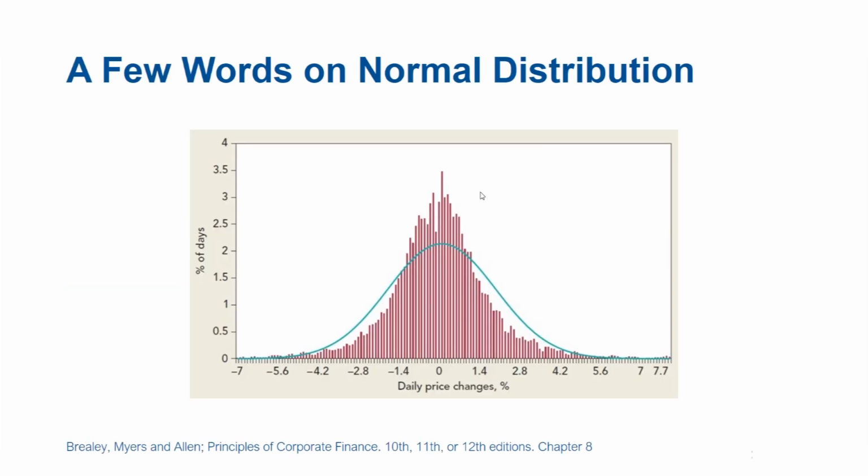Recall the discussion on normal distribution. A simple normal distribution on returns has daily price changes or returns on the horizontal x-axis, and on the y-axis we may have the frequency of days or percentage of days. A fitted normal distribution would look something like this green bell-shaped curve. While the bars are actual returns, the continuous normal distribution can be superimposed on this.